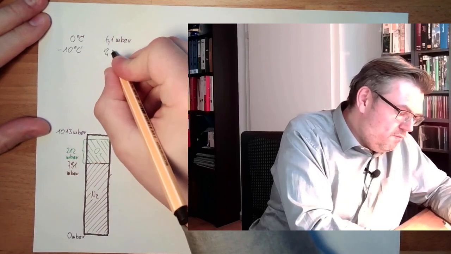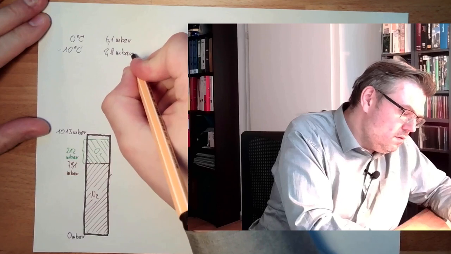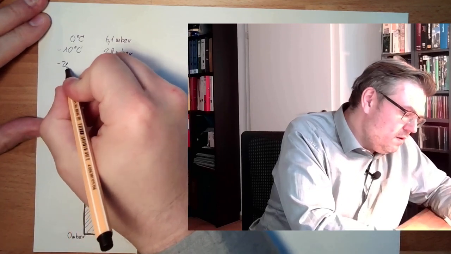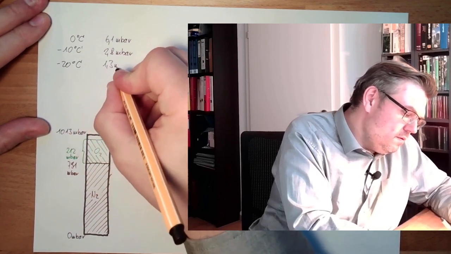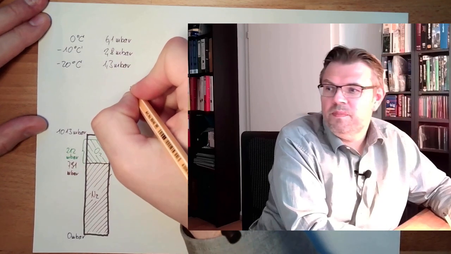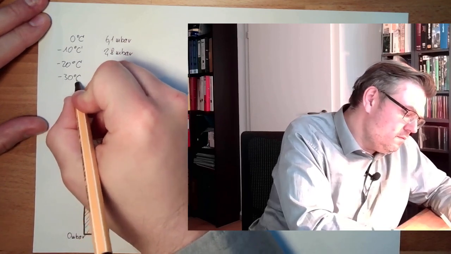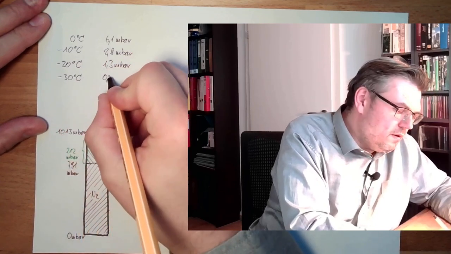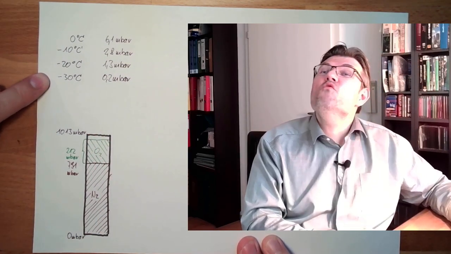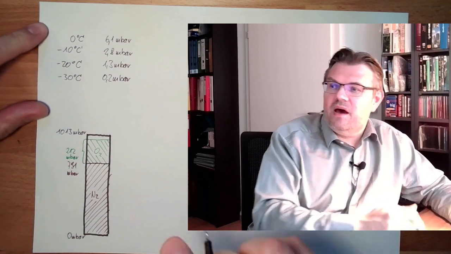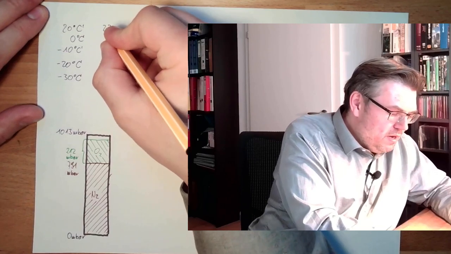Yeah? So for instance, at minus 10 degrees, we only have 2.8 millibar. At minus 20 degrees, we have 1.3 millibar. And at minus 30 degrees, we have 0.2 millibar. We have very dry air. Cold air is very, very dry. Okay? And on the other hand, at 20 degrees Celsius, we are allowed 23.3 millibar.